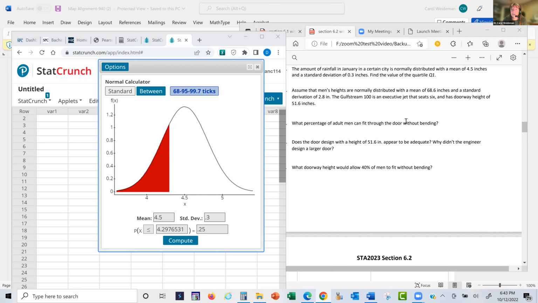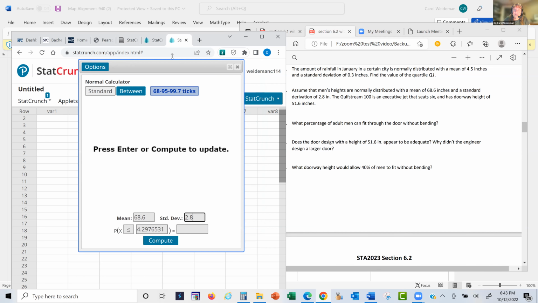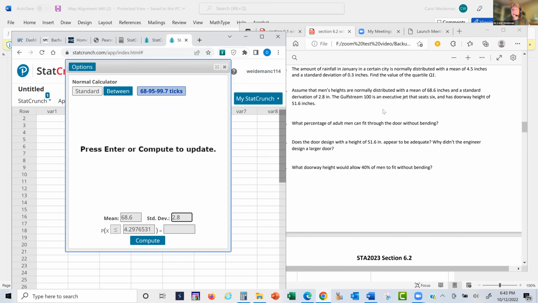Okay, let's take a look at this next one. Let me move this out of the way. Assume that men's heights are normally distributed with a mean of 68.6 inches, so I'm going to put that in, and a standard deviation of 2.8 inches. Now we've got an executive jet that seats 6 people and has a doorway height of 51.6 inches. Here's a good example for you. What percent of the men can fit through the door without bending?